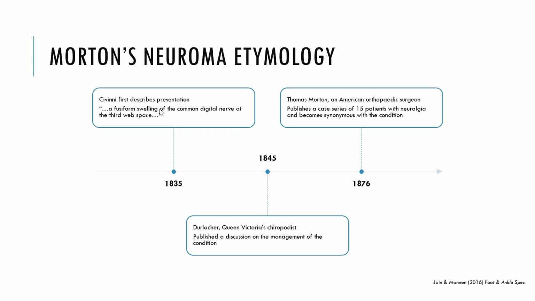Let's begin by briefly looking at the history of a Morton's neuroma. It was first described in 1835 by Savini as a fusiform swelling of the common digital nerve at the third web space. Then in 1845, the Queen Victoria's chiropodist Gerlach published a discussion on the management of the condition. However, its modern name came from the American orthopedic surgeon Thomas Morton, when in 1876 he published a case series of 15 patients with the condition.